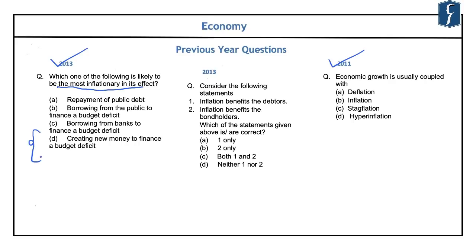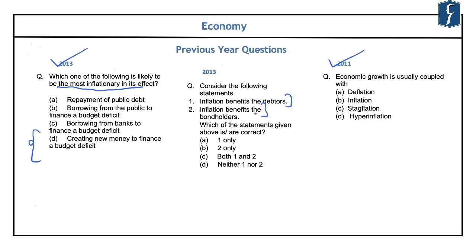Again, if you look at this second question, it reads, consider the following statements. The first is that inflation benefits the debtors, and the second is that inflation benefits the bond holders. Now, if you look at the impact of inflation in an economy, you will find that when there is high inflation, it leads to a decline in the real interest rates. And this real interest rate is calculated by subtracting the inflation percentage from the prevailing interest rate.